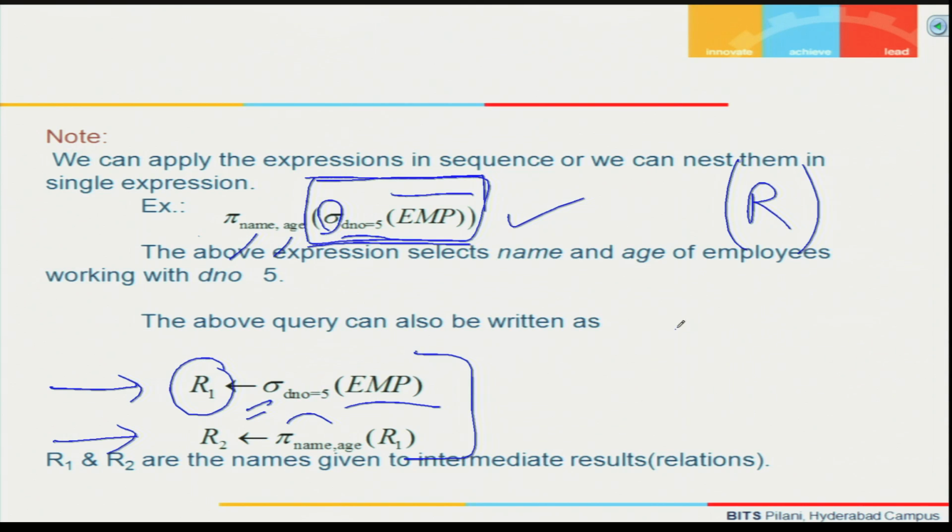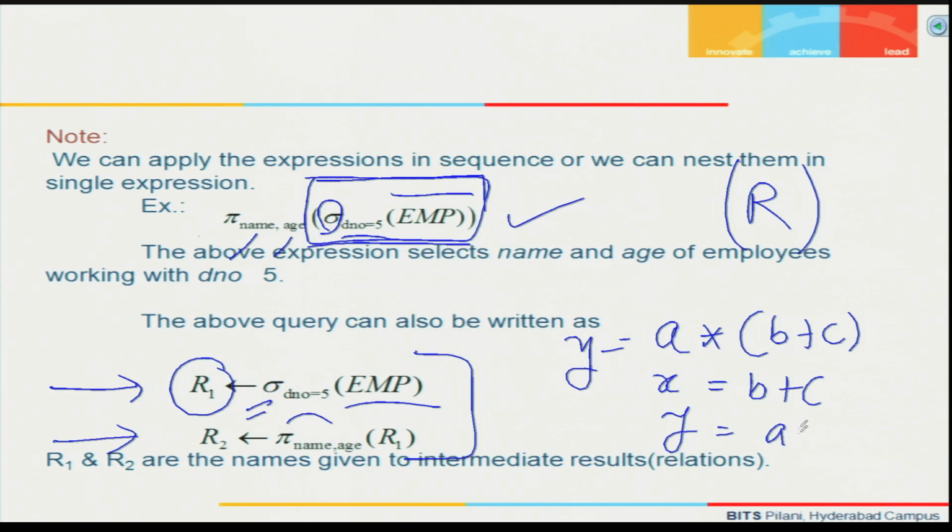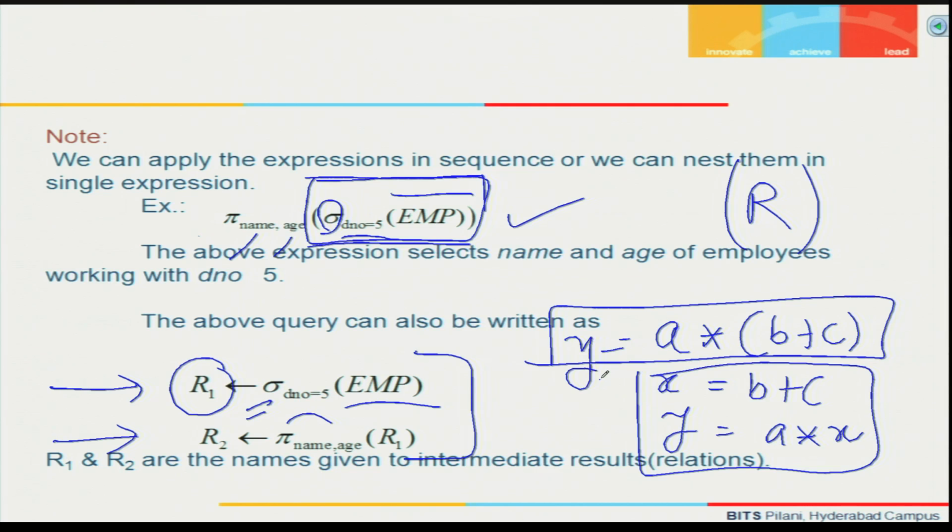For example, I can write B plus C at one shot, or otherwise I can say that B plus C is stored in some variable x, and then finally I can say that y is equal to a into x. Both are the same. In one case I am nesting the operations in a single expression, whereas here it is split into two operations. Similarly, in relational algebra, we can write it at one shot, or we can split them into different operations as a sequence of operations.